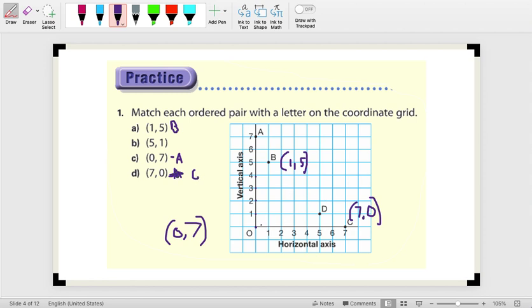Okay, and then D, we're moving 5 to the right, and we're moving 1 up. So D is going to be the only one left over. And that's really what we have to know, is how to plot and how to recognize where plots fall. That's really what we have to know from lesson 5. Is how to recognize where plots are, and then given a table, how to put plots on.